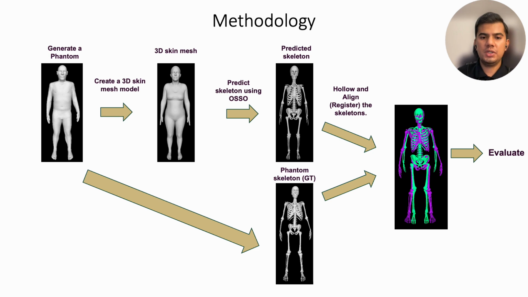Coming to the methodology, for every patient I first created an XCAT phantom. Then I created a 3D skin mesh model of this phantom. Finally, I used the OSSO model to predict the skeleton of the patient given their 3D skin mesh. Once I had the predicted skeleton and the phantom skeleton, I hollowed out both of these meshes. This was to ensure that no errors are introduced due to the vertices of these models lying inside the model rather than lying on the surface of the model.